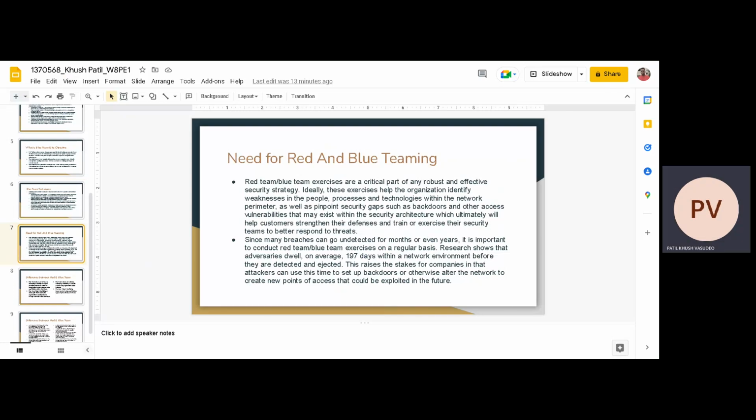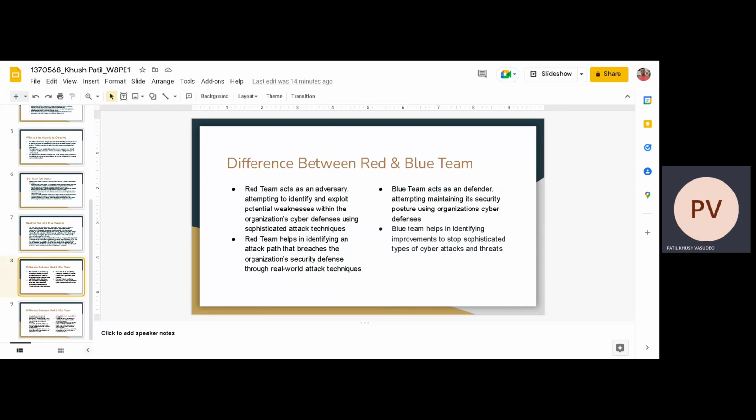Since many breaches have gone undetected for months and years, it is important to conduct red or blue teaming exercises on a regular basis. Research has shown that the adversary remains for more than 6 months within the network environment before they are detected and ejected. This raises the stakes for the company, because the attacker can use this time to set up backdoors and alter the network to provide new access that can be exploited in the future.